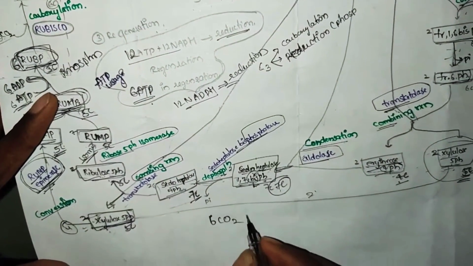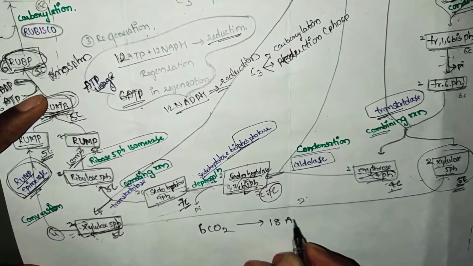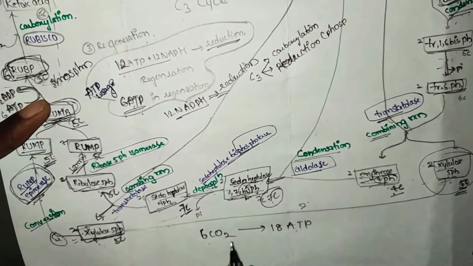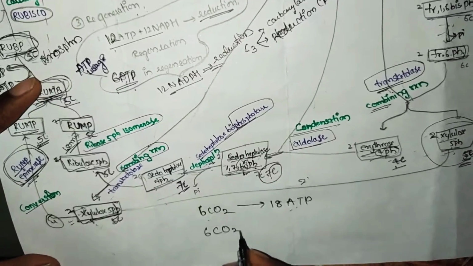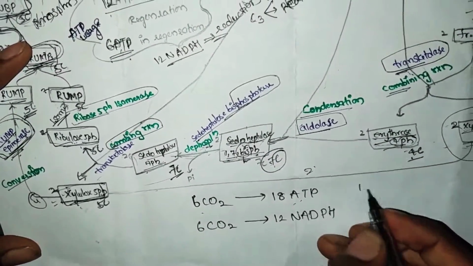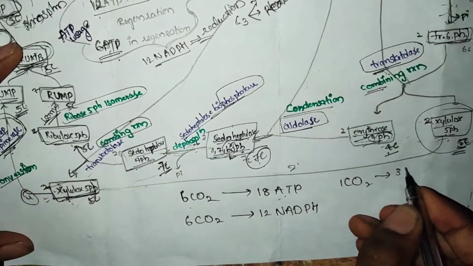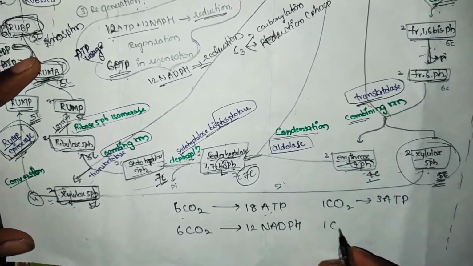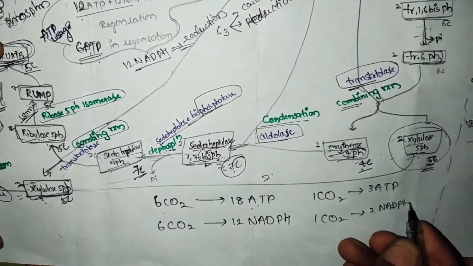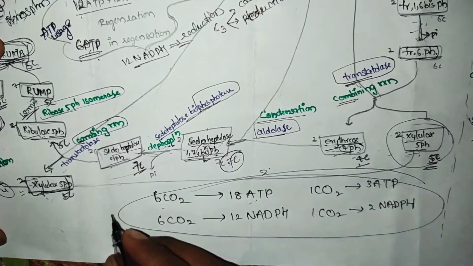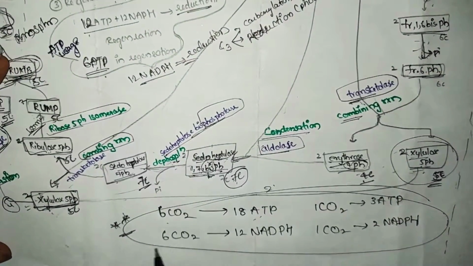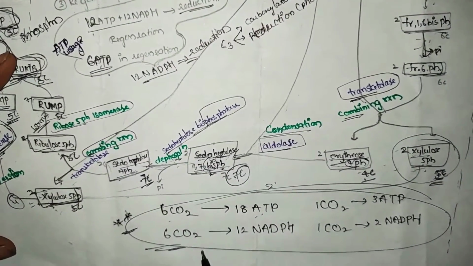6 carbon dioxides require 18 ATP. Count, here 12 and here 6, totally 18. 6 carbon dioxides require 18 ATP, and 6 carbon dioxides require 12 NADPHs. So 1 carbon dioxide requires 3 ATPs, and 1 carbon dioxide requires 2 NADPHs. And this calculation part is very important for NEET. Almost the question comes from here in the C3 cycle. Please remember this for the problems.